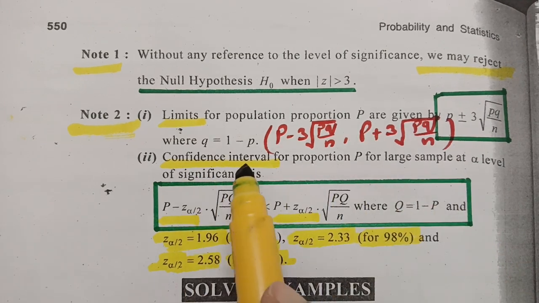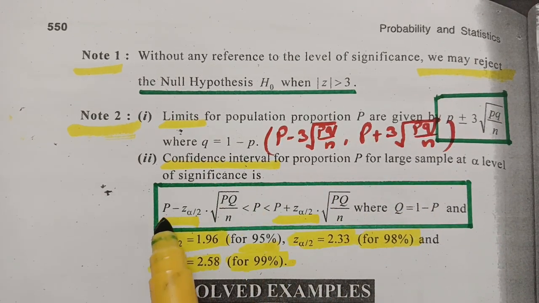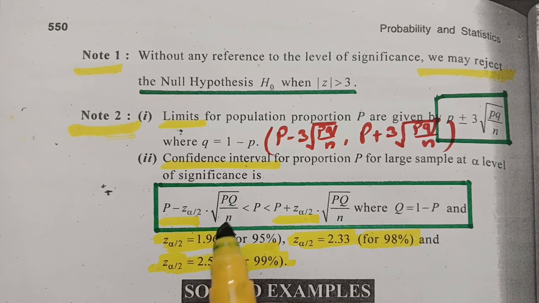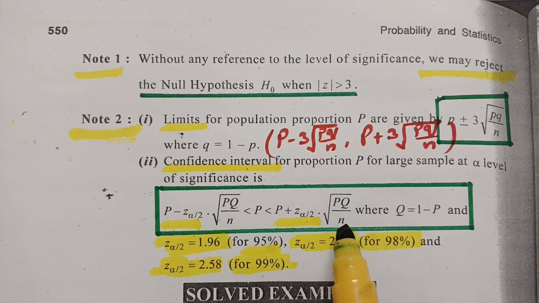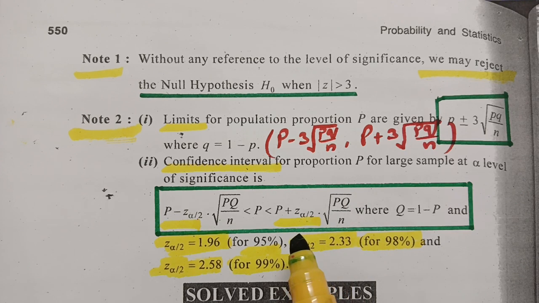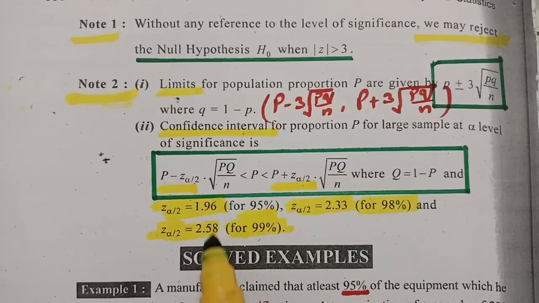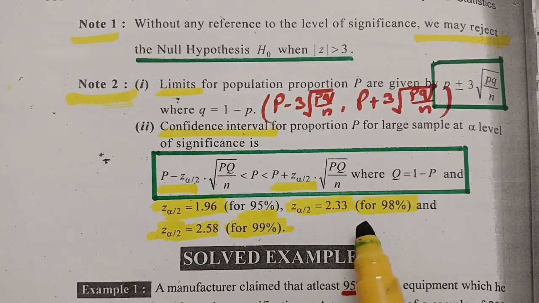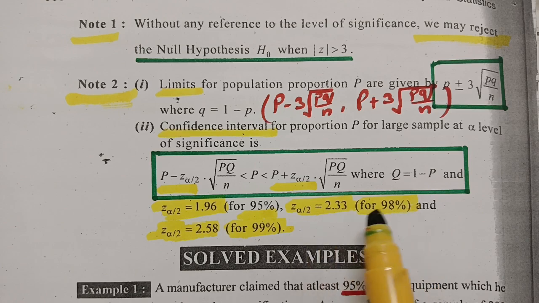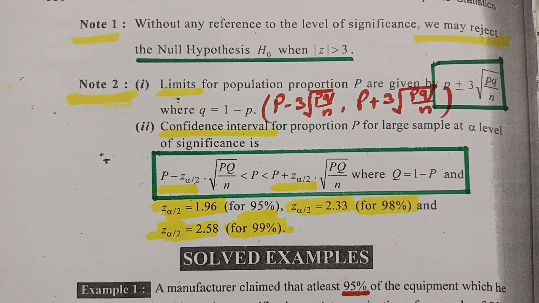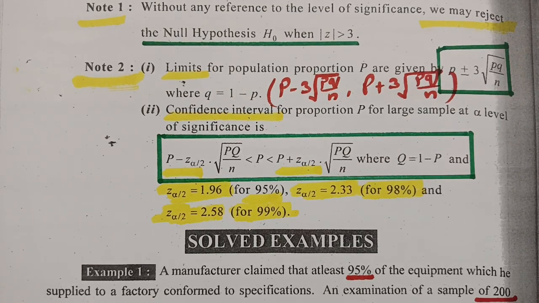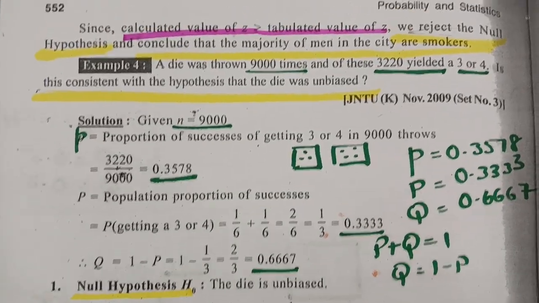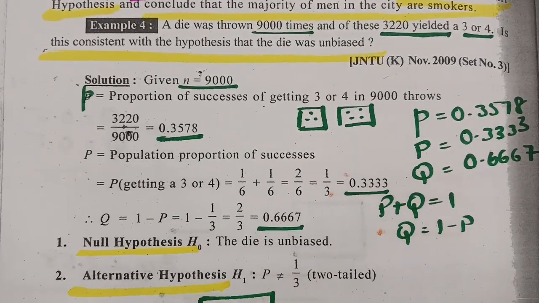And next one, coming to the confidence intervals. So this is P minus Z alpha by 2 root over PQ by N, and P plus Z alpha by 2 root over PQ by N. Z alpha by 2 depends upon the level of significance. So here are the values for the level of significance, and this is for 5%, 1%, and this is for 2%. And I have taught you examples 1, 2, 3 in my previous video, and in today's video I am going to explain from the fourth question.